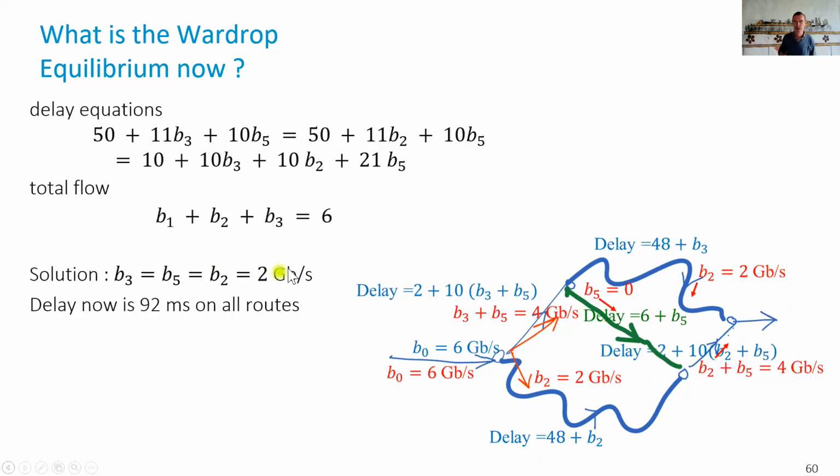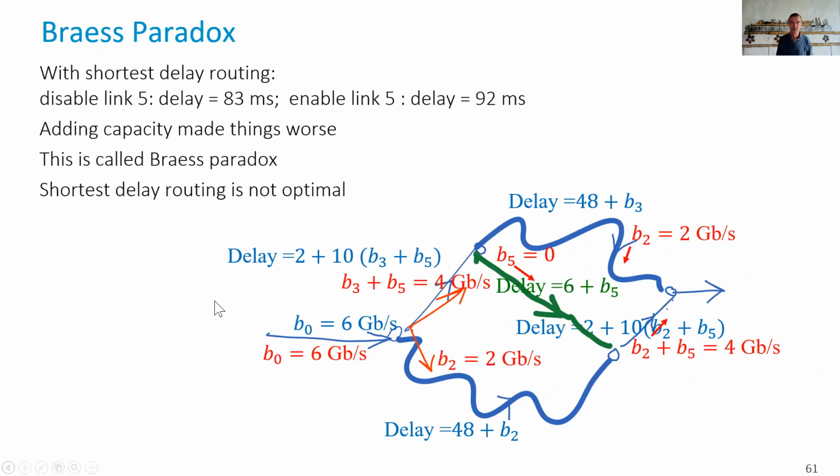We solve this and we find that it's 2 gigabits on all of the paths, which means that here 4 gigabits will go here, 2 will go there, and here we will split again equally between the two. But the delay now is 92 milliseconds on all the routes here. If we compare to what we had before, the delay was 83 milliseconds. So by enabling link 5, we make the delay worse, 92 milliseconds for everyone here.